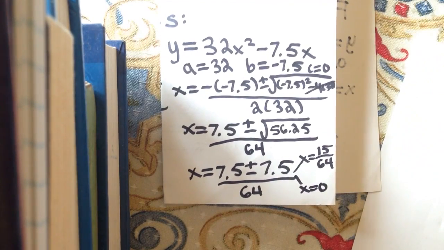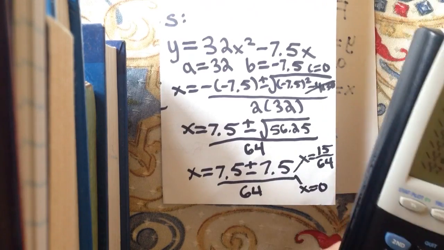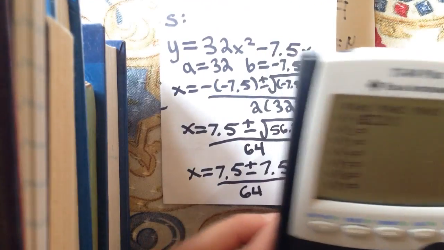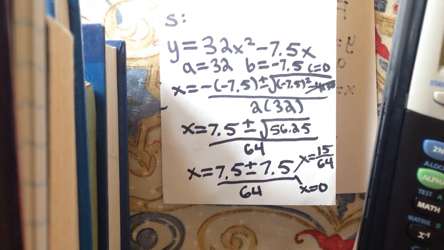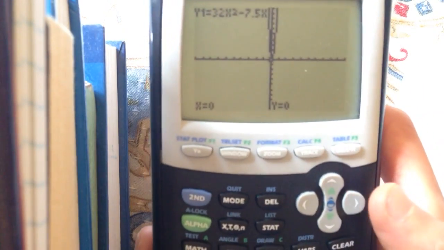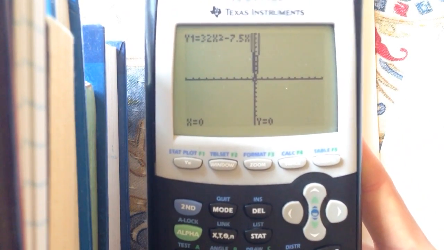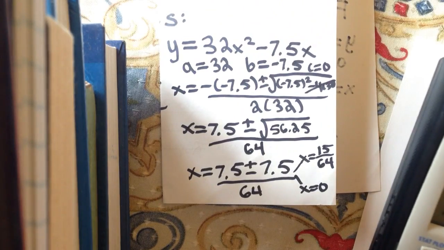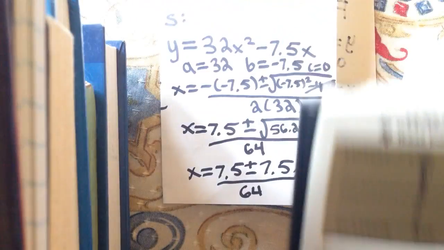Awesome. So we can always check our work, like we should. Kind of running out of time, but if we take the equation 32x squared minus 7.5x and put it onto our graphing calculator, we should see the graph intercept when x is equal to 0 and x is equal to 15 over 64. So let's see x equals 0. Does that give us a 0 value? And it does. Very good. And what if you use 15 divided by 64? Does that give you a 0 value? Yes, it does. So we did it correctly.